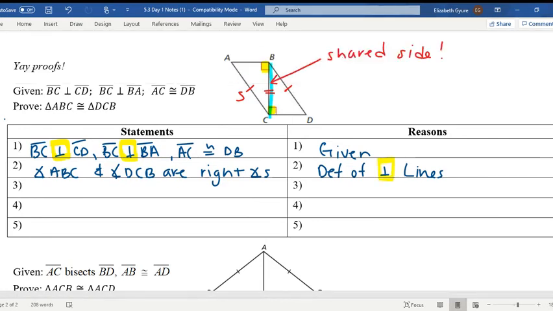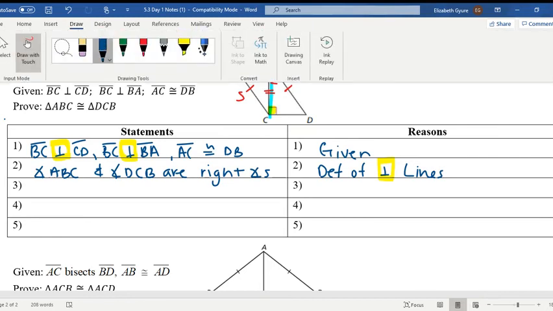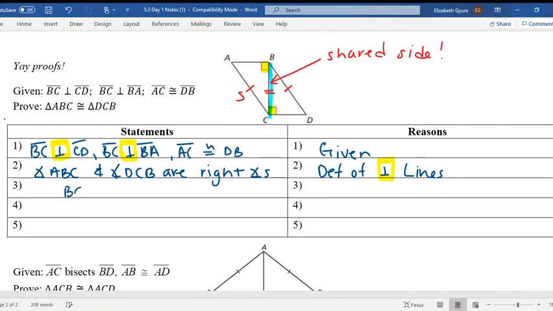Now we're out of vocab, but Elle pointed out to us that we have a shared side. When you have a shared side, we need to say that it's congruent to itself, and we do that using the reflexive property. So we're going to say that segment BC is congruent to segment BC because it's in both triangles. Anytime you say something is congruent to itself, that is the reflexive property.